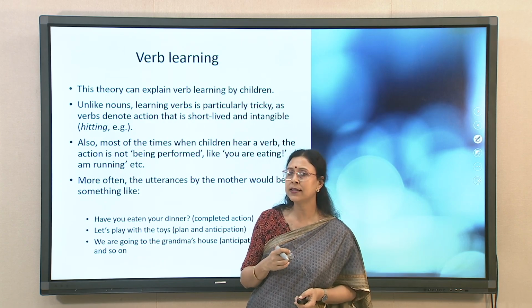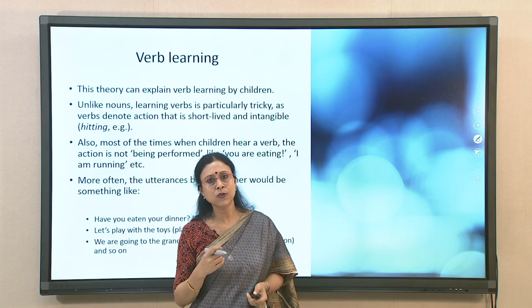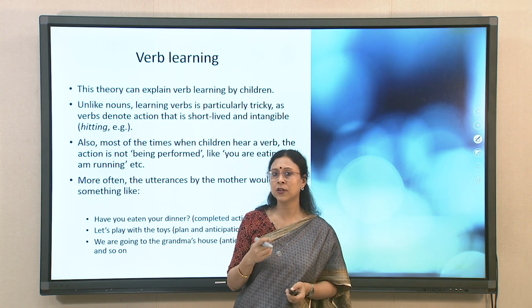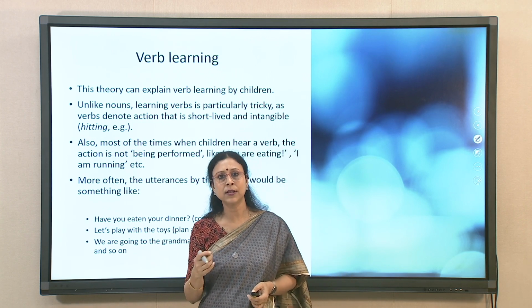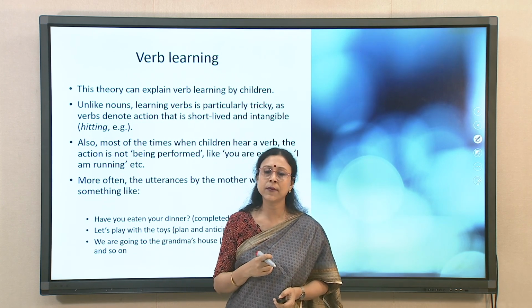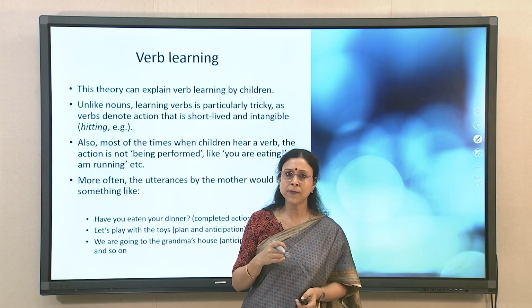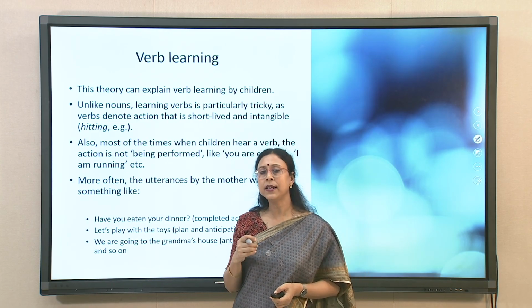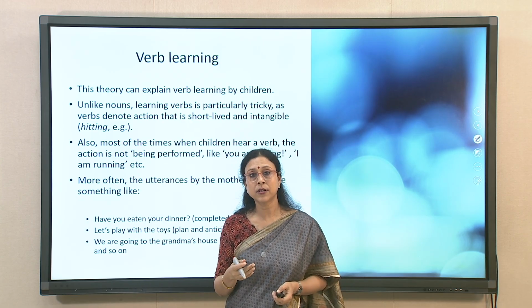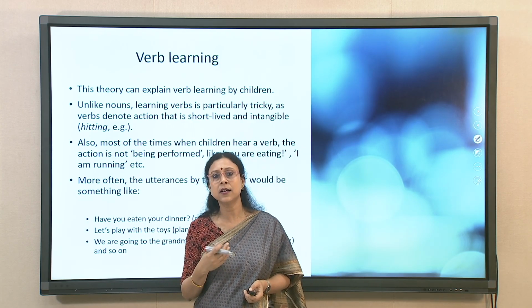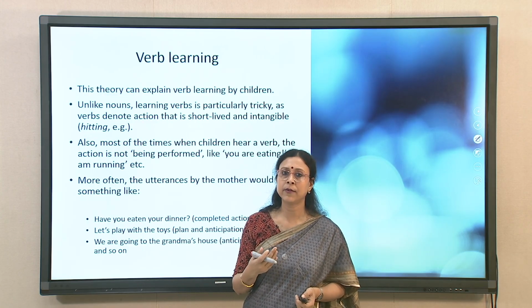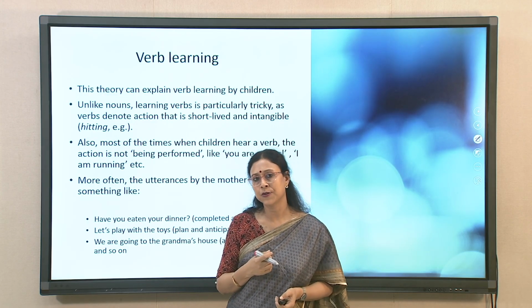Another domain that this theory explains very well is the domain of verb learning. We have seen that in most of the cases we are talking about nouns, like this is a dog, table, this and that, all these examples we have already given. But in the case of verb learning, it is a little tricky. Also, many languages have shown that children learn the nouns first. Many languages, English, American English we have already seen, and other languages also.